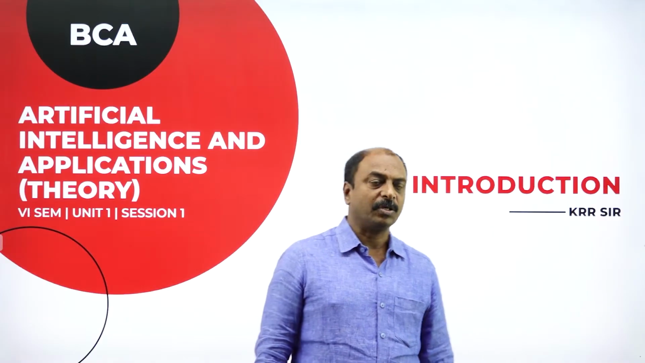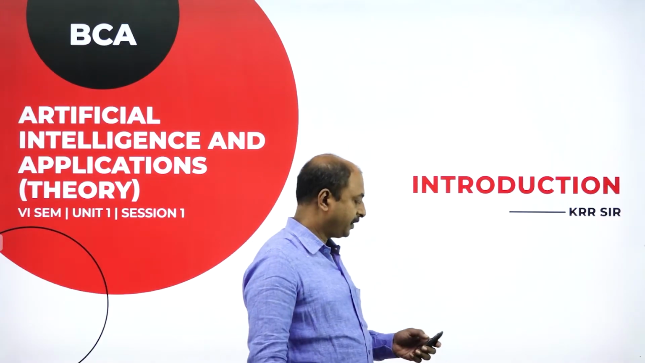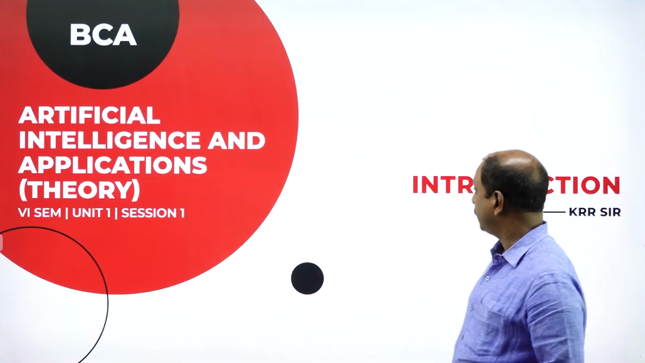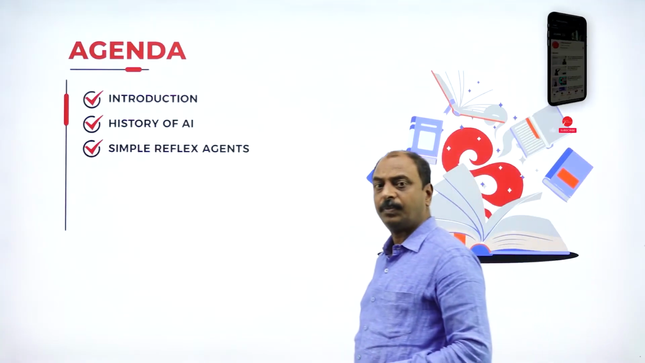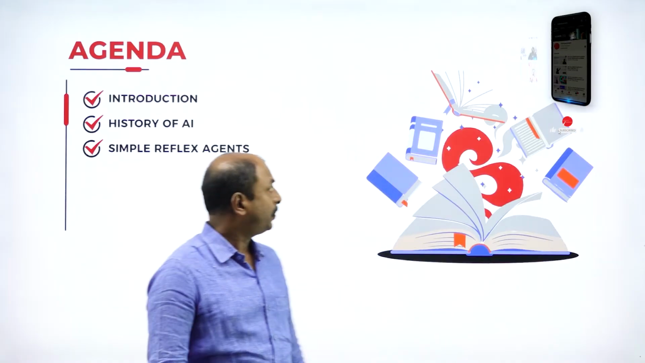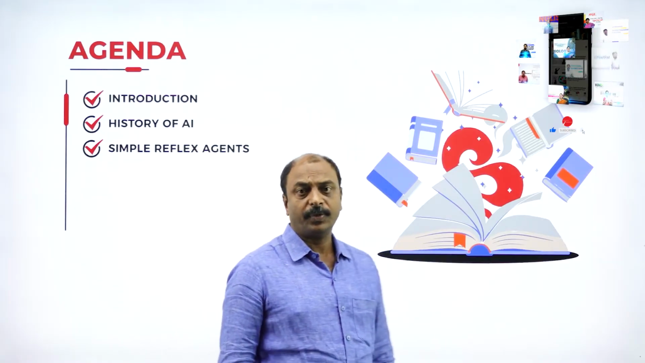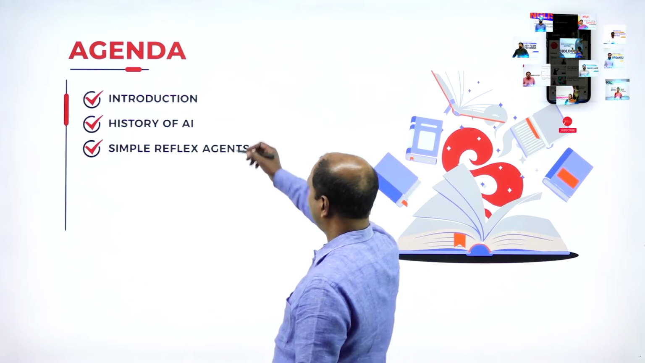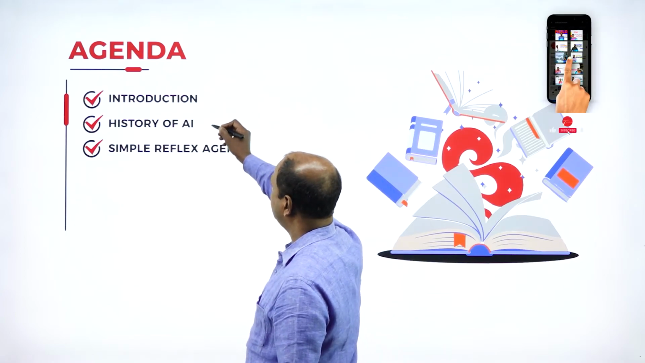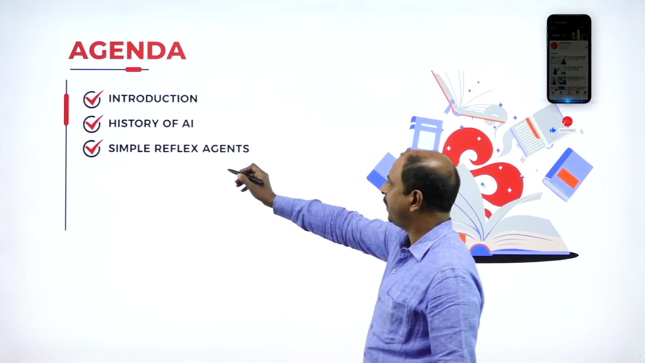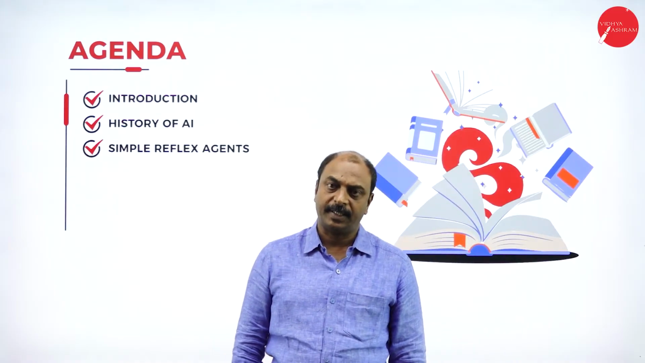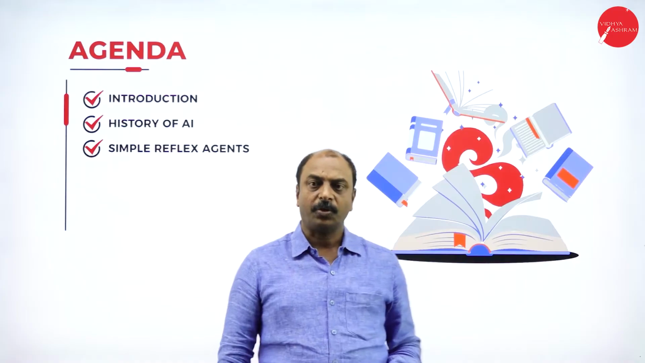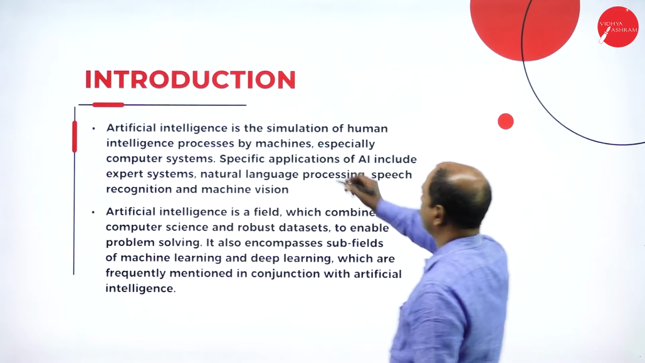Students, let us start our discussion with the chapter that is Introduction to AI. So the first chapter is Introduction to AI. So here in this session, we are going to discuss the introduction to AI, history of AI, and simple reflex agent. These are the topics to be covered in this session. Let us start with the introduction.